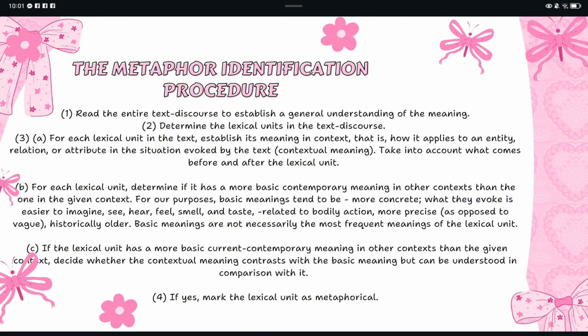So third is for each lexical unit in the text, establish its meaning in context, that is, how it applies to an entity, relation, or attribute in the situation evoked by the text. So take into account what comes before and after the lexical unit. This is the more in-depth part of analyzing the lexical unit. So determine the contextual meaning: how does the word or phrase function within the specific context of the text? Also identify the basic meaning: what is the word's most common or literal meaning in everyday language? And also compare contextual and basic meanings: do they contrast or diverge?